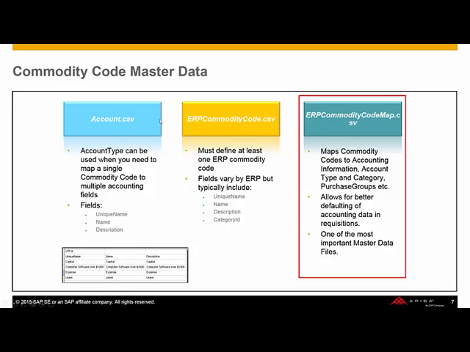Once we have these first 2 files defined, the third file brings it all together. That's the ERP commodity code map.csv. This is a very important file because this is what we use to drive accounting. This maps commodity codes to accounting information, including account type, account category, and potentially even purchase groups. As we said before, account defaulting is very helpful. Not only does it make your procurement process more streamlined and efficient, it eliminates human error. So this is definitely one of the most important files, and we'll talk about this further in this slide deck.